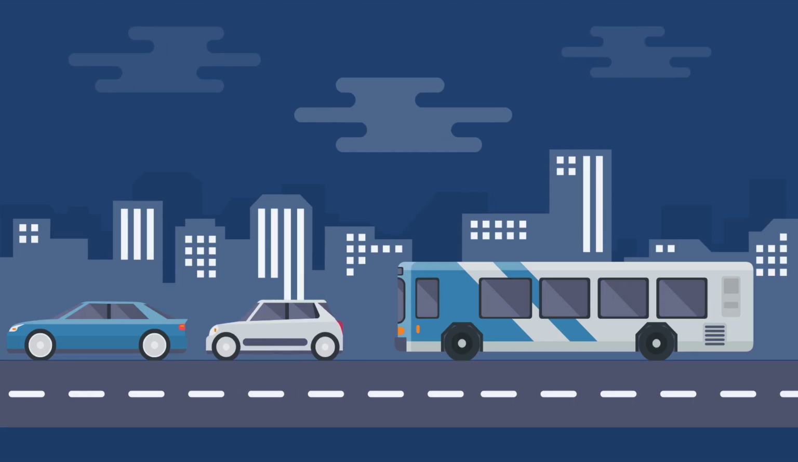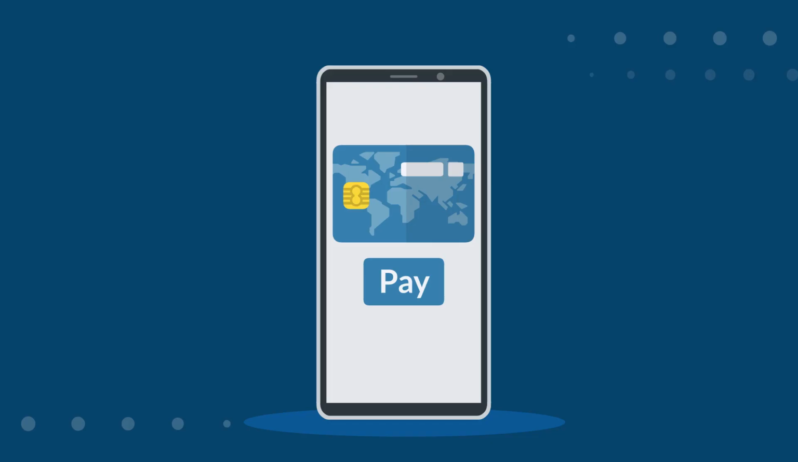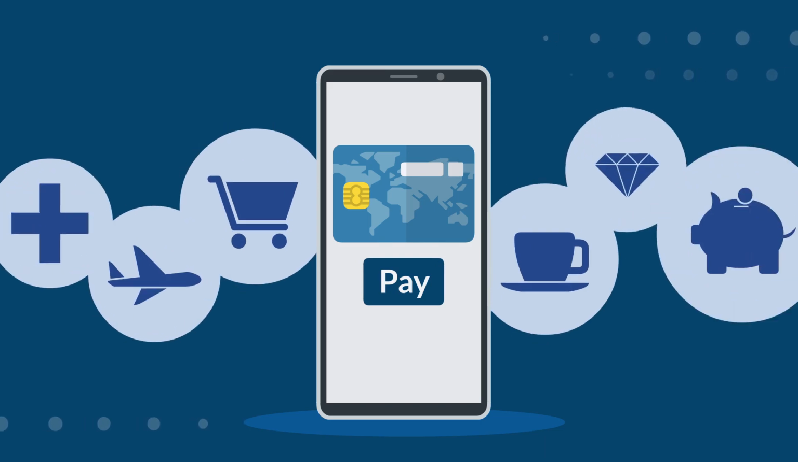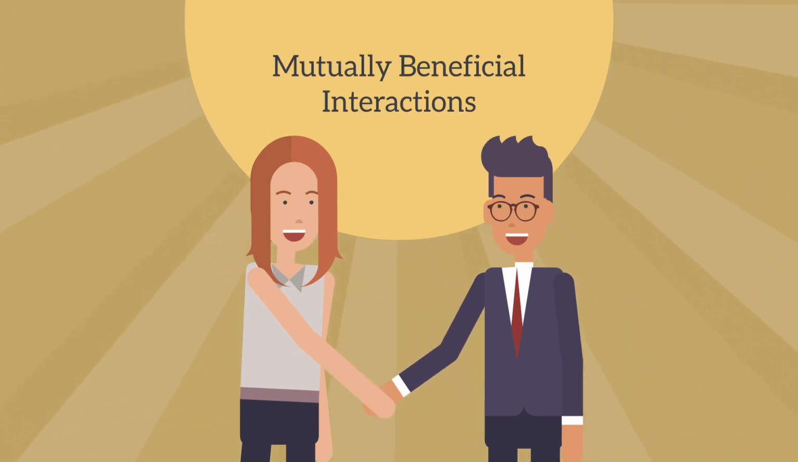Although these are aspects of an economy, economics at its core is about human actions. It's about the choices and actions we make as individuals. It's about our individual wants, needs, and abilities. And it's about how we interact with others to benefit each other and build the society around us.